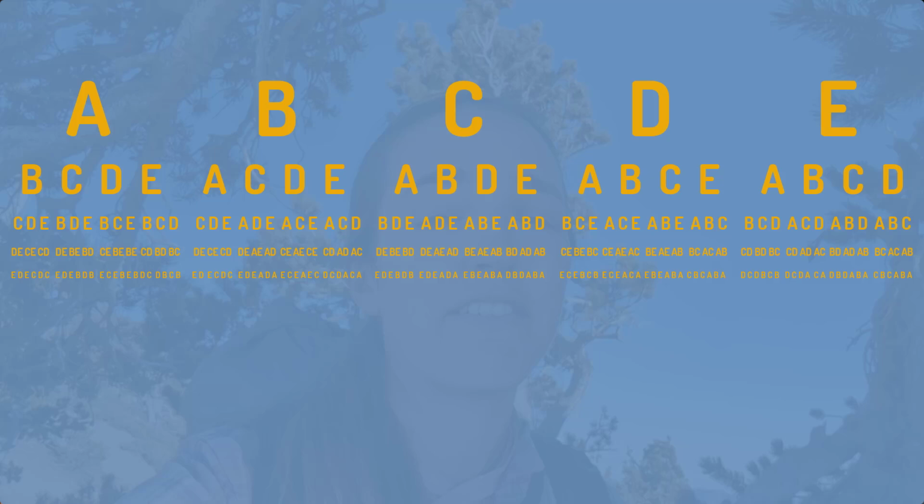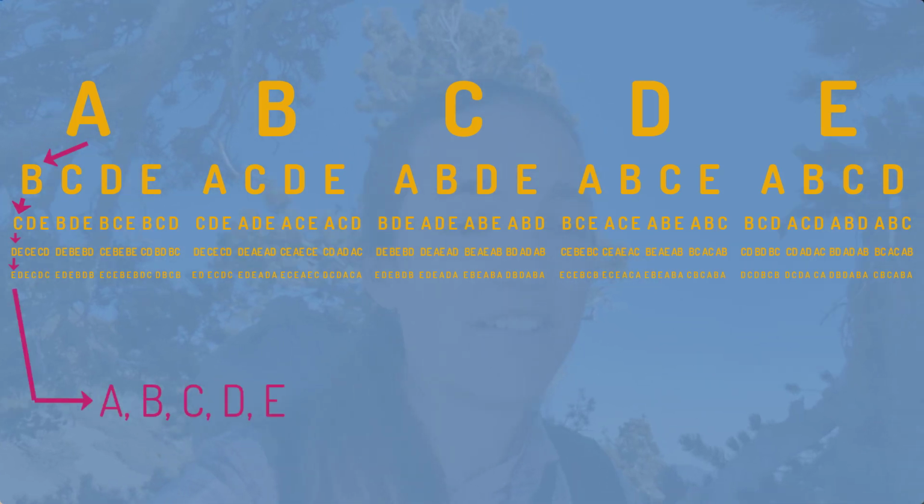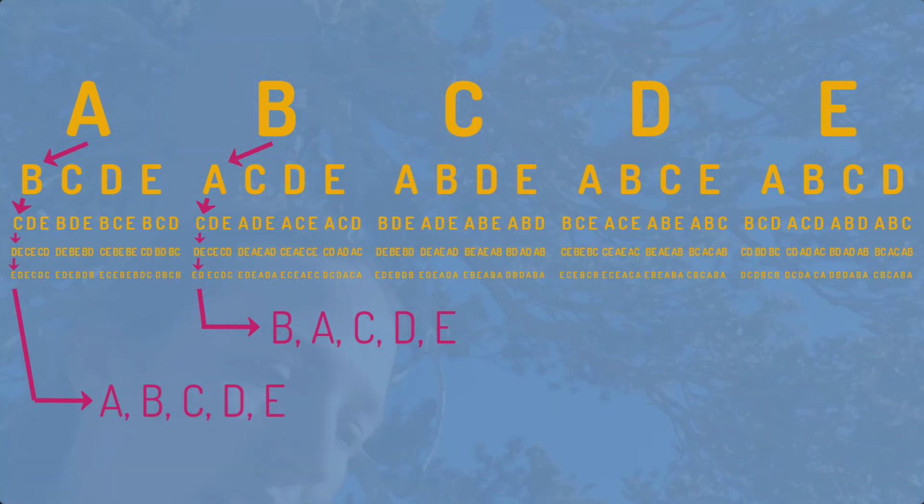Okay, so 120 different hikes. That seems insane, right? There's only 5 mountains. How can there be 120 different hikes I can go on? The reason it's so many is because order matters. I could have A, B, C, D, E, and then I could have B, A, C, D, E. You see what I'm saying?